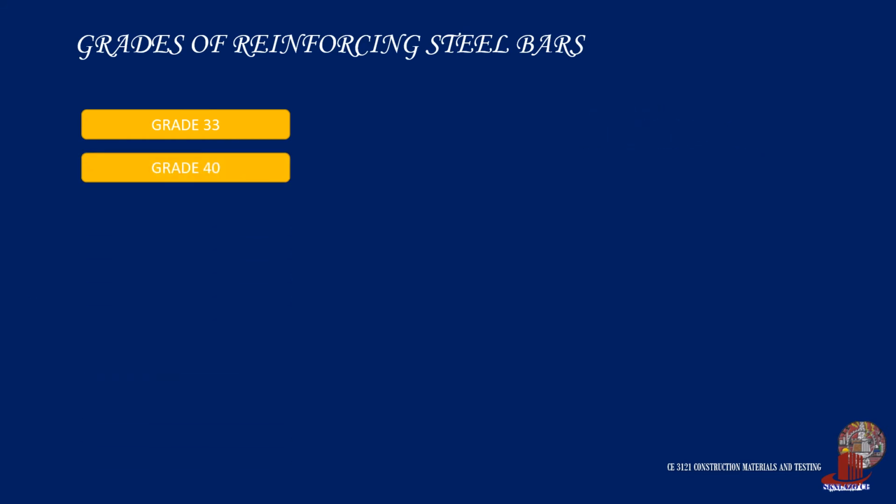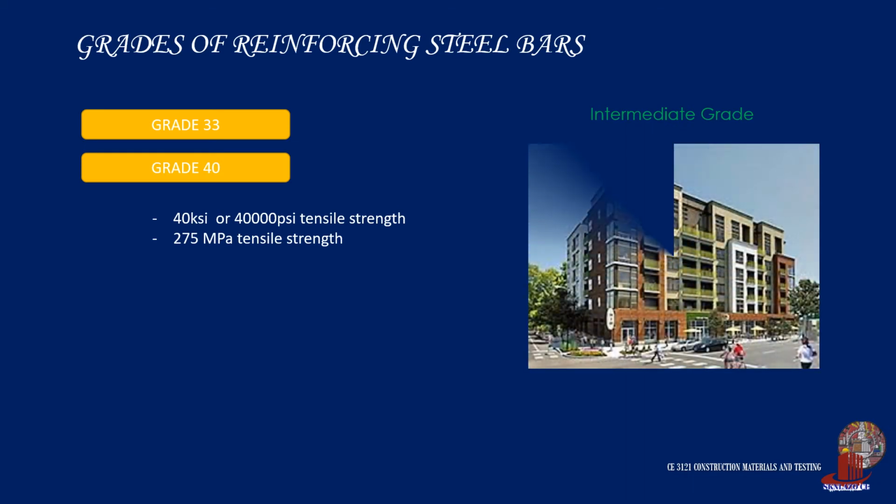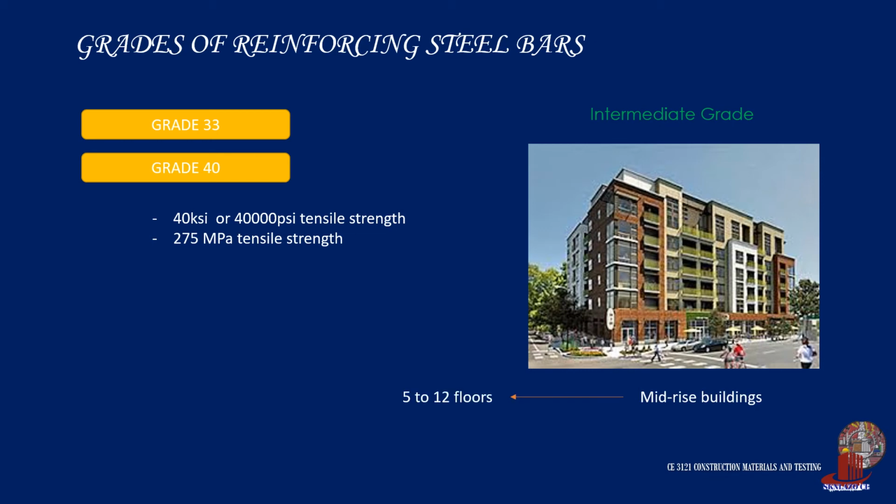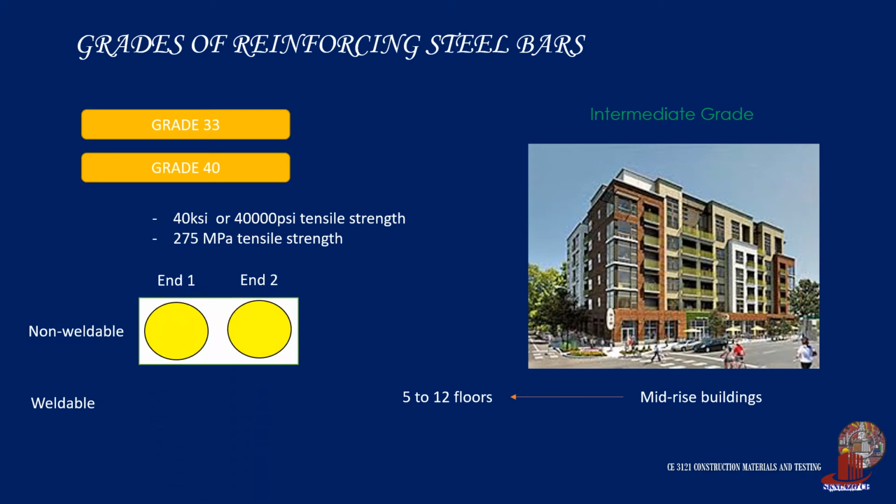The next grade is 40, which would mean 40 ksi or 40,000 psi tensile strength, which can then be converted as 275 megapascal in SI. This is a little bit higher in strength, and it is called intermediate grade, which would be used more often for mid-rise buildings or those which are from 5 to 12 floors high. One can observe two yellow marks on both ends for non-weldable bars and one yellow and the other red for weldable bars.